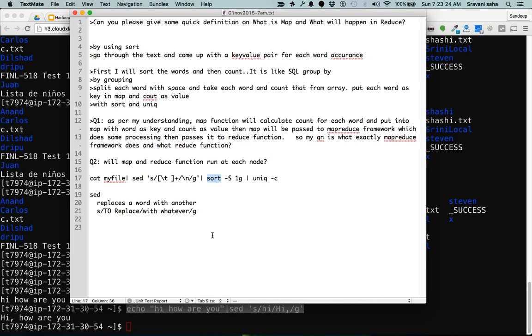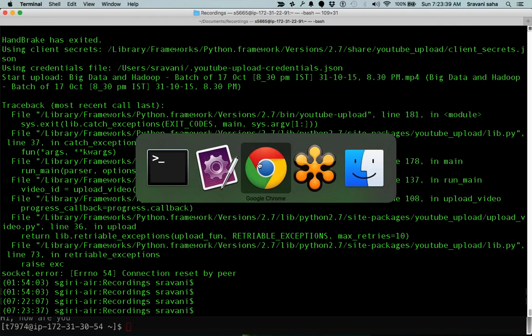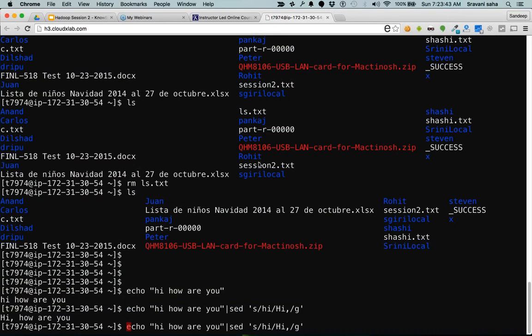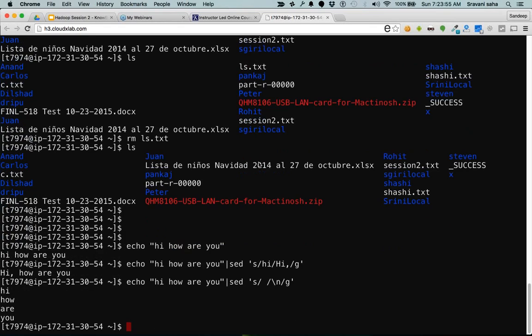Then there is a command called sort. It orders the data in input. So sort will take whatever input is given to it and will order it. For example, let's try to replace space with a new line and then see what happens. Do you see that? It has replaced space with the new line.